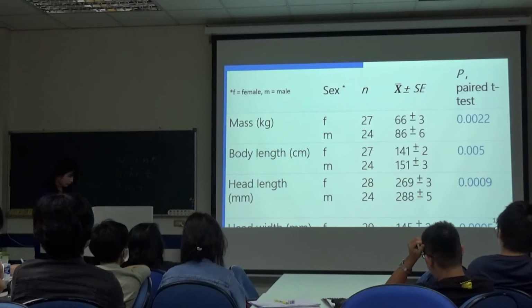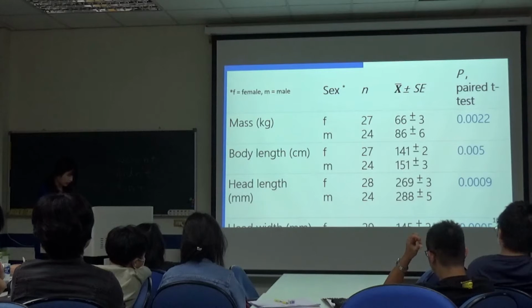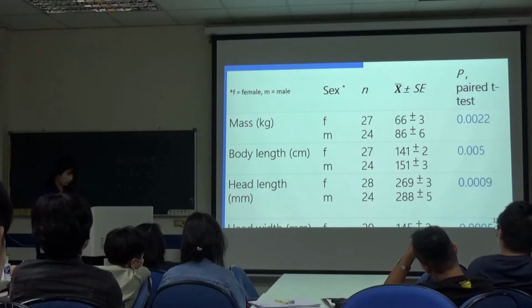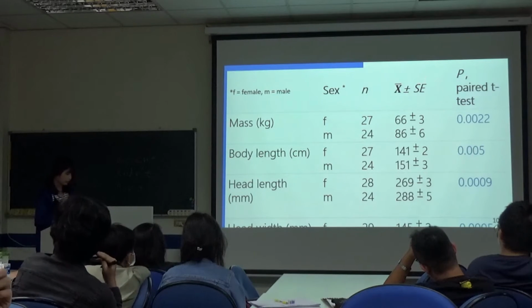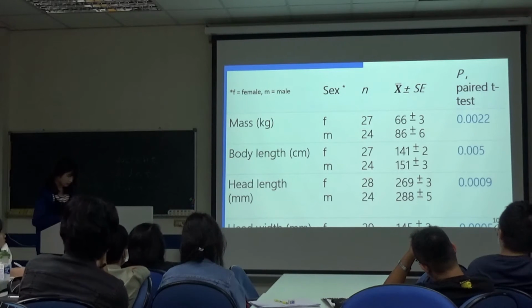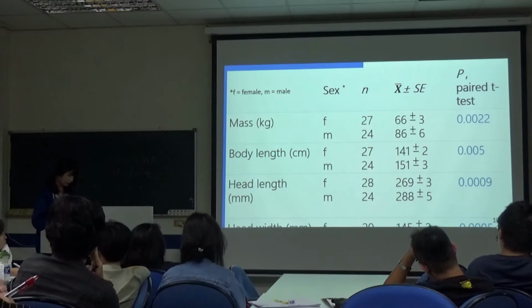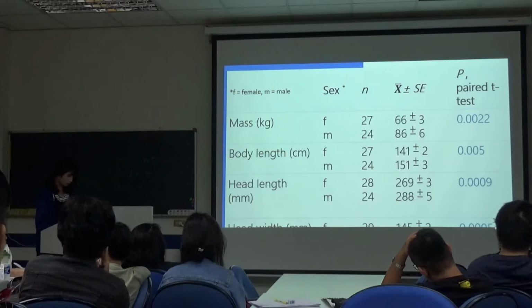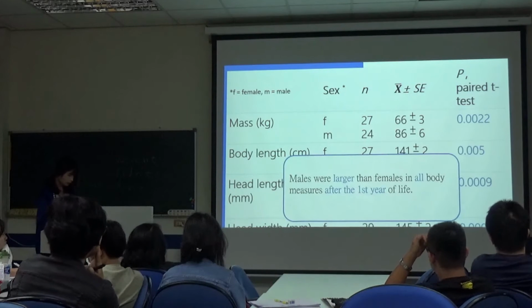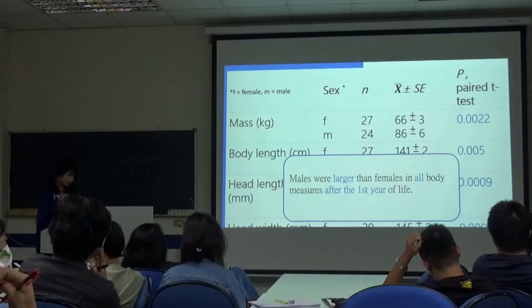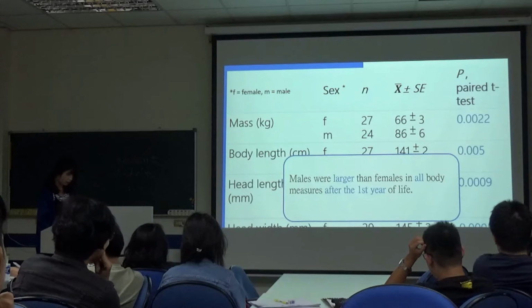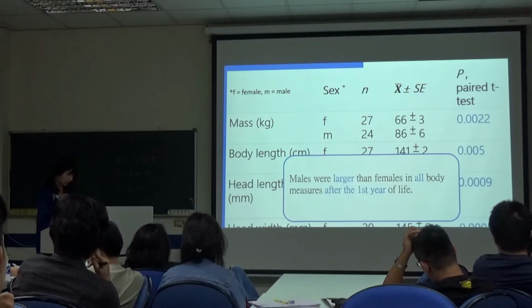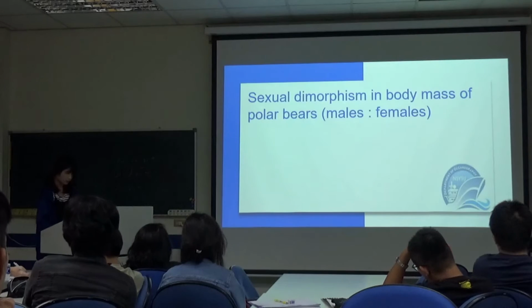And this one is the data of yearling female and male polar bears. We can see all p-values are less than 0.05. So males were larger than females in all body measures after the first year of life.